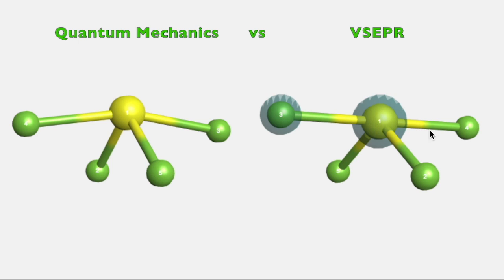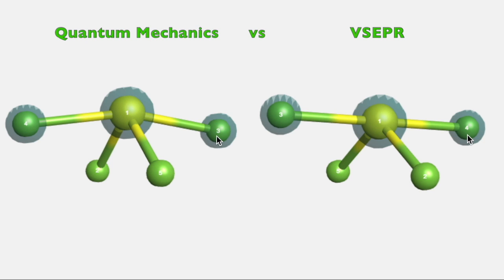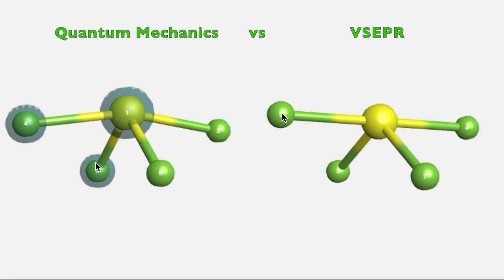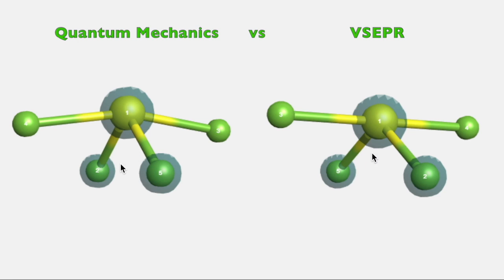As we can see on the VSEPR model, this first bond angle is 180 degrees, but this is clearly not the same on the quantum mechanical model. Instead, we have a bond angle of 163.893 degrees. This next bond angle is 90 degrees in the ideal model, but 85.194 in the other. The third and final bond angle is 120 degrees in the VSEPR model and 106.539 in the quantum mechanical model.